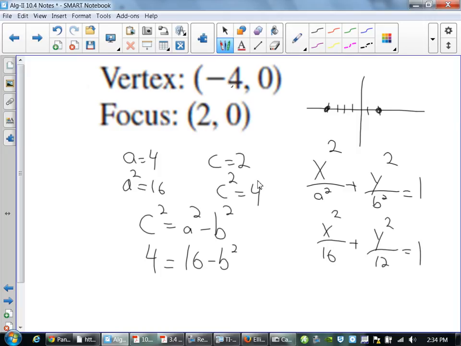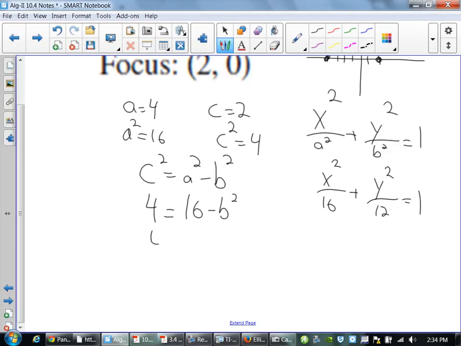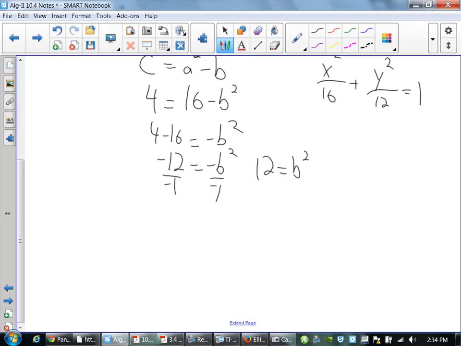Where's the 12 from? I did this. 4 minus 16 is negative B squared, so negative 12 equals negative B squared, divided by negative 1, 12 is B squared. All I did is do all that math by saying 16 minus what is 4. That's all. I simplified my life. I made it easier. Okay?